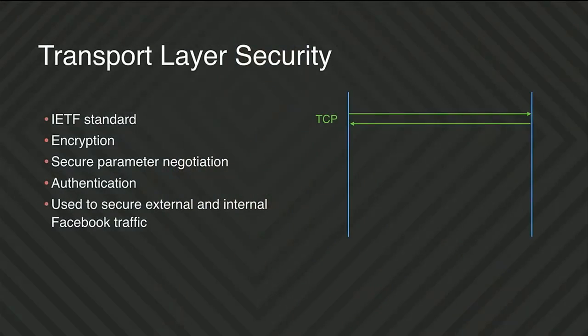TLS is the de facto standard for encryption on the internet. It is used by Facebook and various other companies to encrypt traffic, both externally as well as internally. It provides many useful properties for security encryption. It provides secure parameter negotiation, so you can exchange things like cipher suites without man-in-the-middles being able to downgrade your connection. When you talk to another service using TLS, you know exactly who you're talking to, so no man-in-the-middle can tamper with your connection.